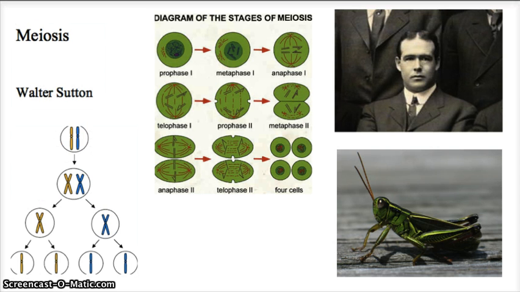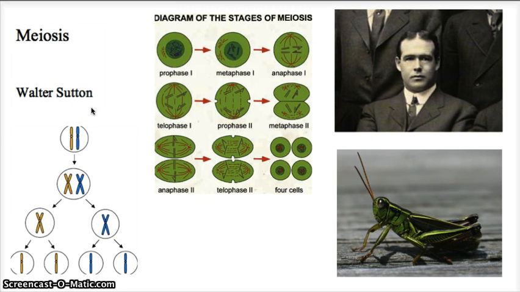Let's talk a little bit about a couple of different things. We're going to talk about meiosis, and then we're going to talk about DNA. We talked about how Mendel in our last video proved that there are genes and chromosomes. In 1903, this guy right here named Walter Sutton, nice hairdo there, Walter, took it farther.